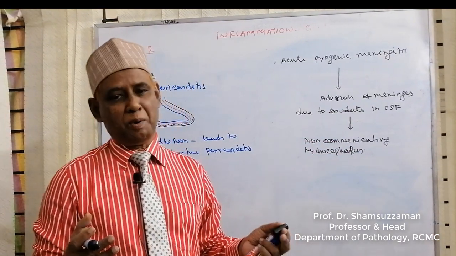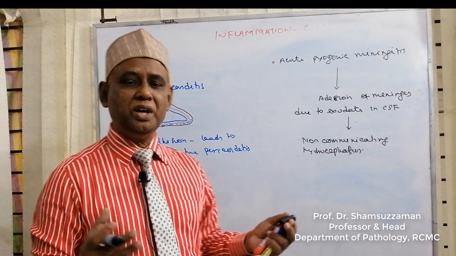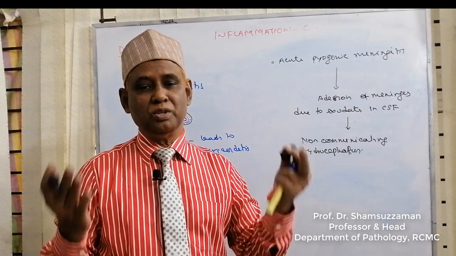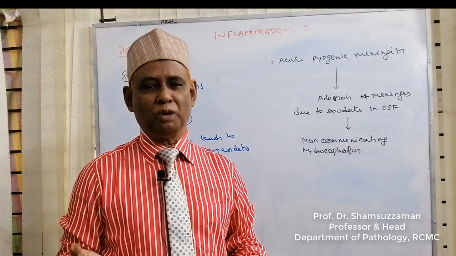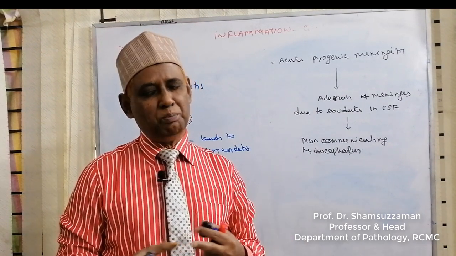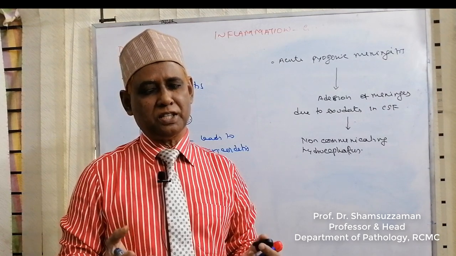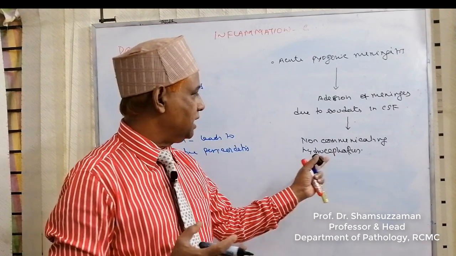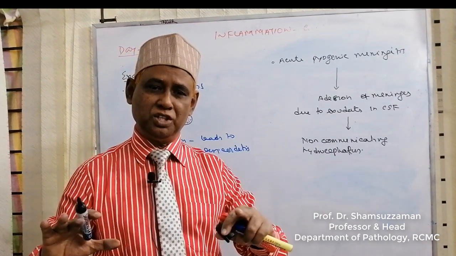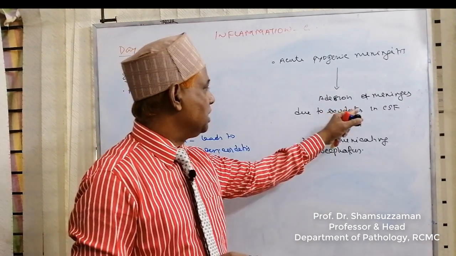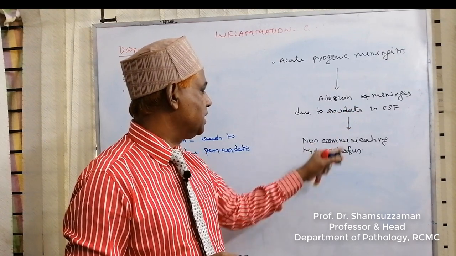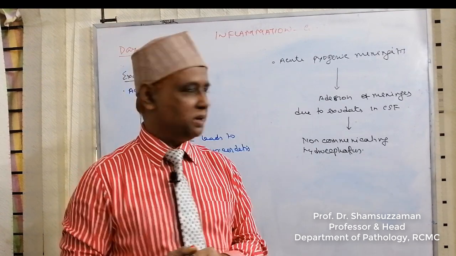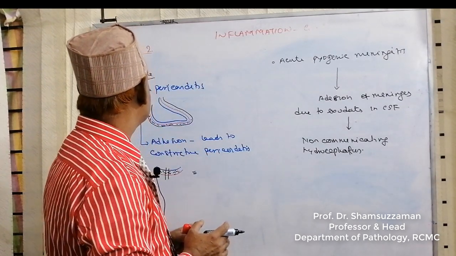Dear audience, as this hydrocephalus is due to non-communication, due to adhesion of meninges, it is called non-communicating hydrocephalus. Another type of hydrocephalus is communicating hydrocephalus. There is no obstruction in the pathway, but excess synthesis and secretion, or formation, of CSF. If increased formation of CSF leads to hydrocephalus, it is called communicating hydrocephalus. And here there is normal formation of CSF, but there is adhesion of meninges due to exudates and it will lead to hydrocephalus. It is called non-communicating hydrocephalus. So these are the demerits of exudates.